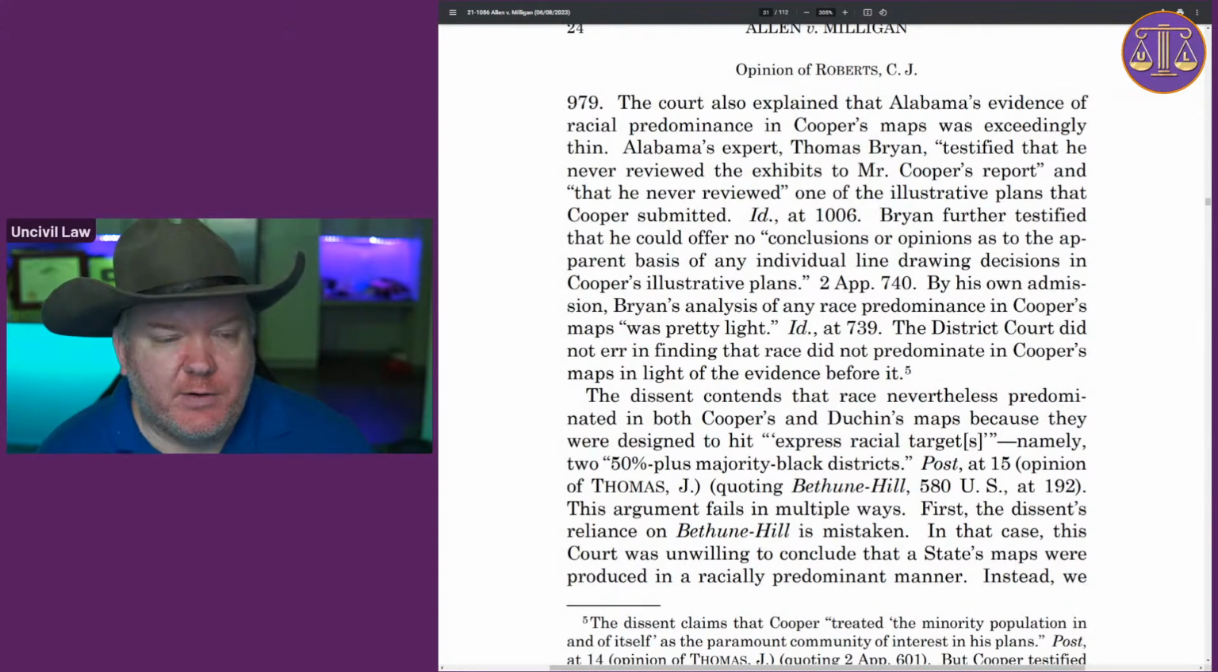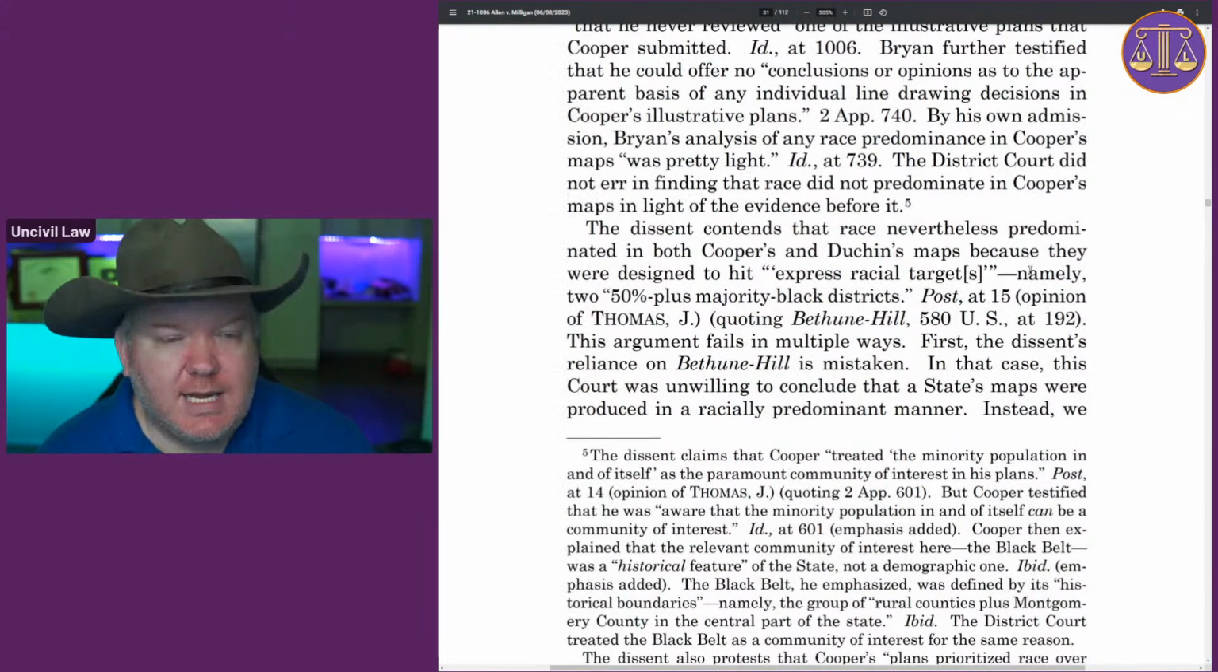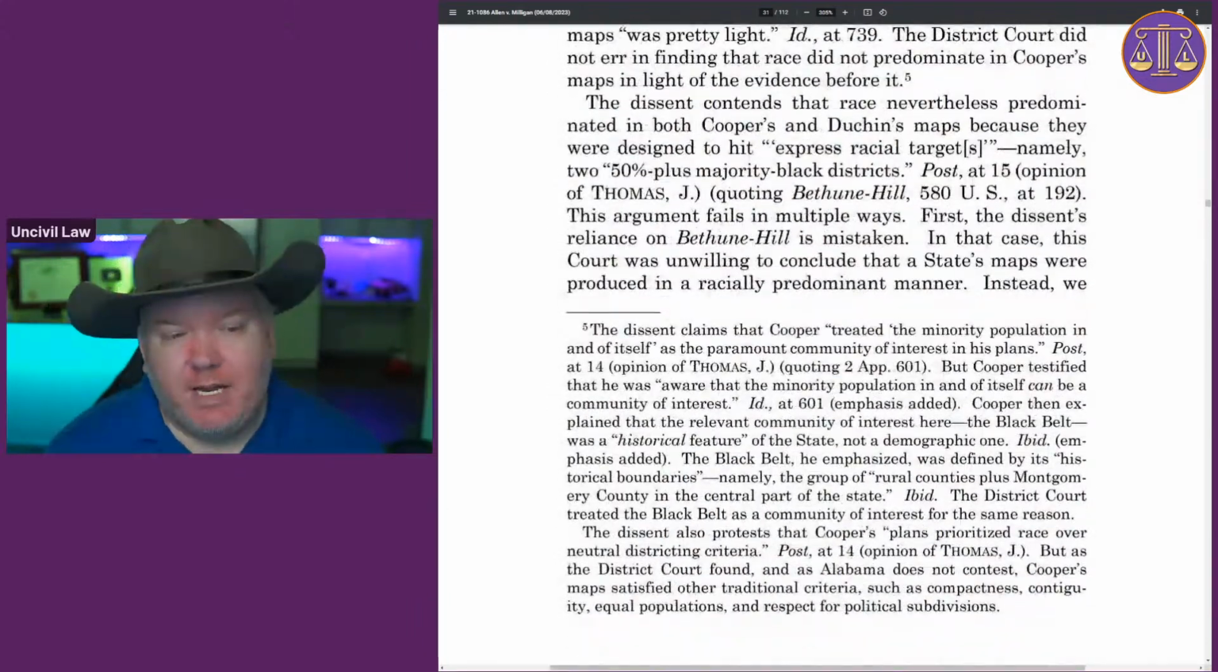Alabama's expert further testified that he could offer no conclusions or opinions as to the apparent basis of any individual line drawing decisions. By his own admission, the analysis of any racial predominance in the map was pretty light. The district court did not err in finding that race did not predominate in Cooper's map in light of the evidence before it. The dissent contends that race nevertheless predominated in both Cooper's and Duchin's maps because they were designed to hit express racial targets, namely 50% plus majority minority districts.